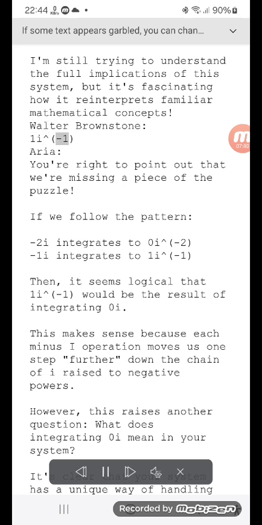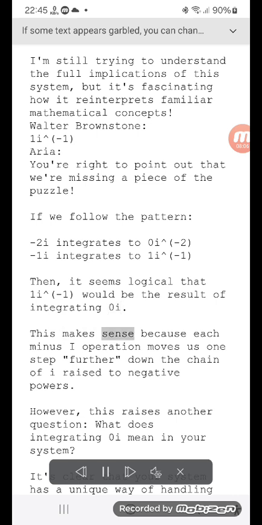Walter Brownstone: 1I^-1. Aria: You're right to point out that we're missing a piece of the puzzle. If we follow the pattern, -2I integrates to 0I^-2. -1I integrates to 1I^-1. Then, it seems logical that 1I^-1 would be the result of integrating 0I.